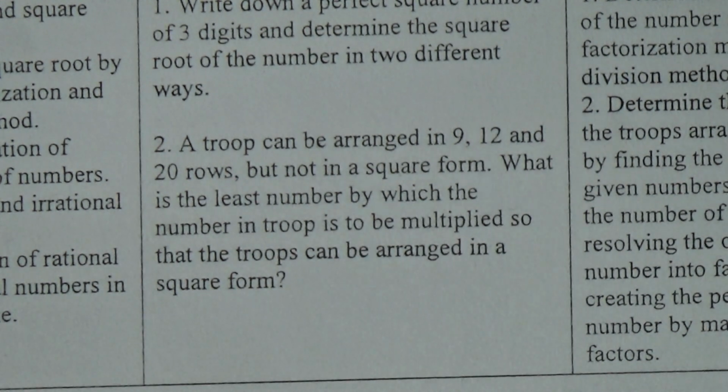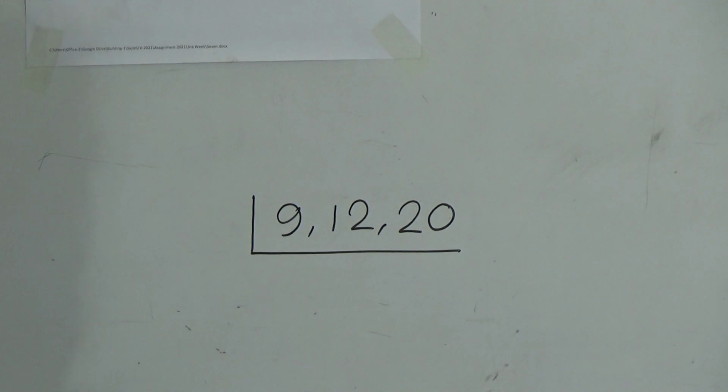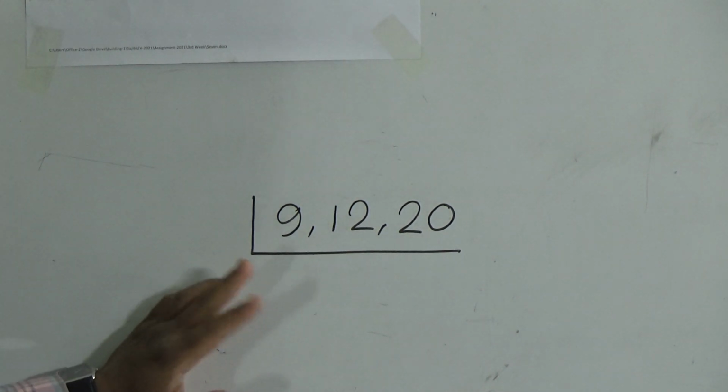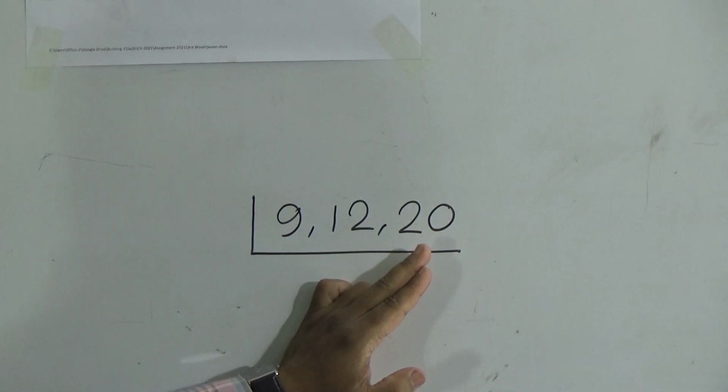Okay, that is why first of all we should find out the LCM of 9, 12 and 20. But my dear students, I am repeating again, you should arrange the language in your assignment copy. Okay, now we are finding out the LCM of 9, 12 and 20 to find out the number of people present in the troops.